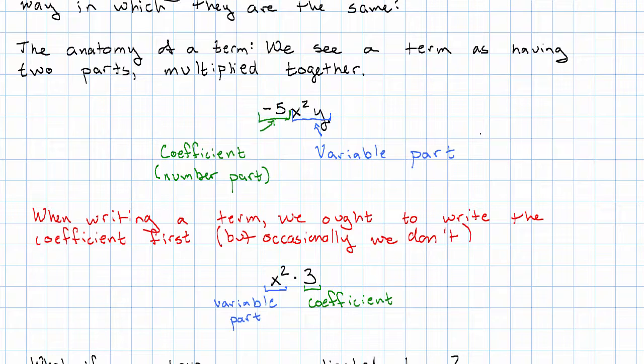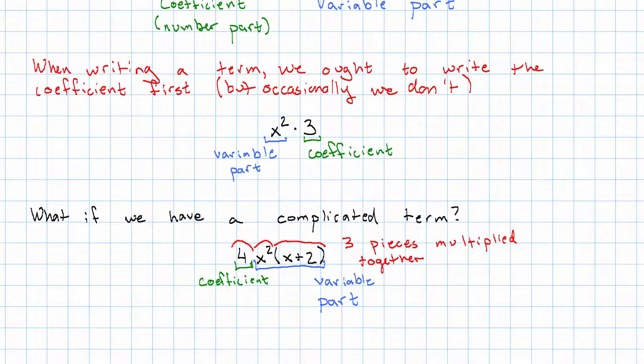In this class, most of the terms that we see will look like this first one. A number multiplied by one or more variables or powers of variables. But those more complicated sorts of terms exist, and you should be aware of them. All right.